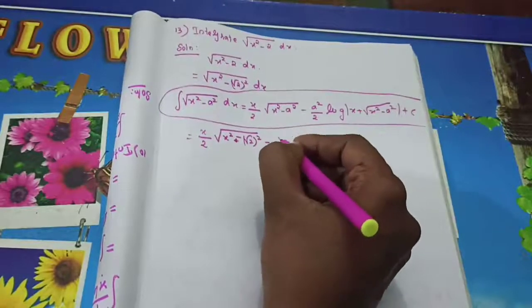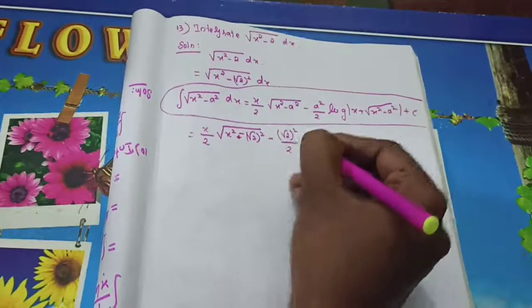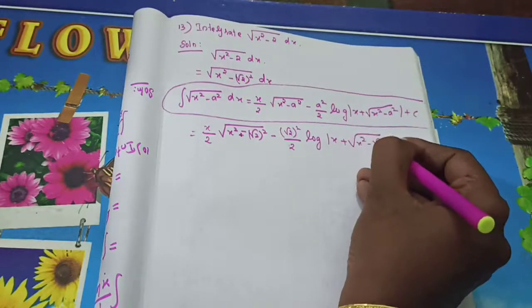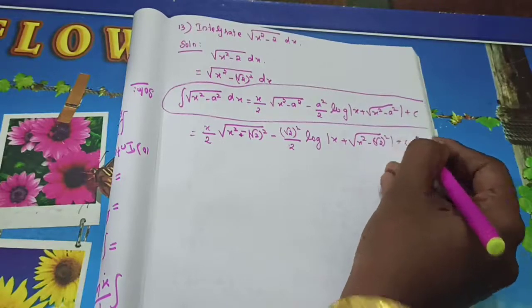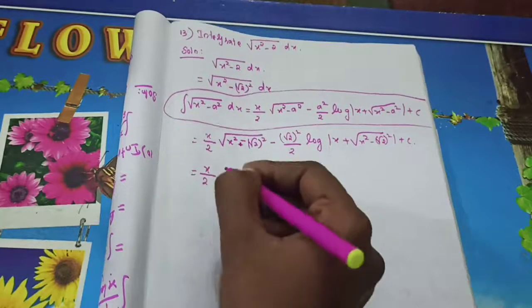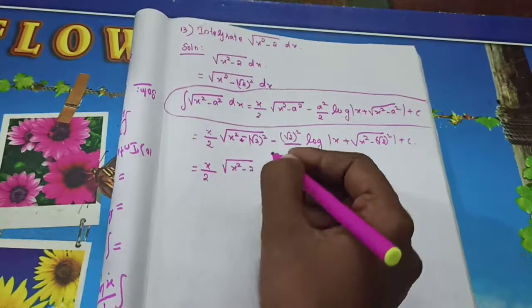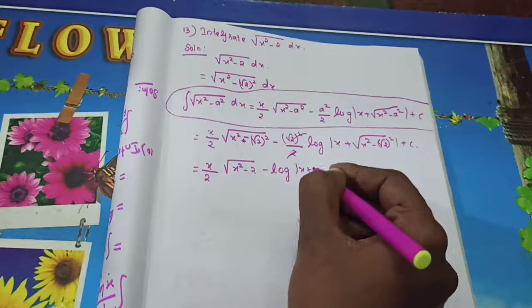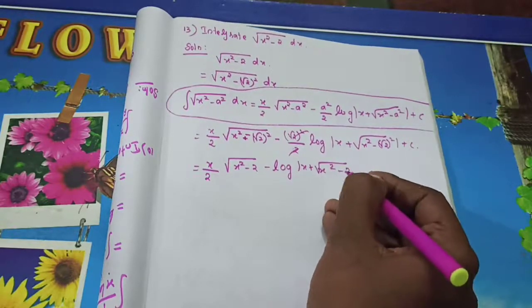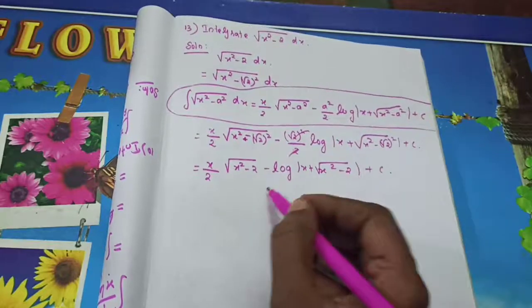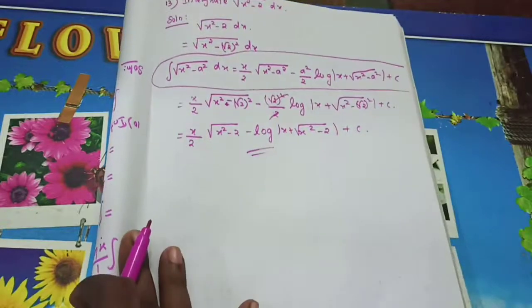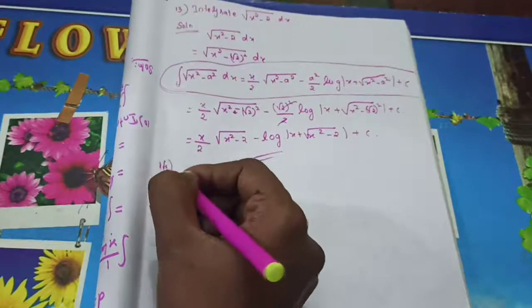Otherwise directly you will write the question. Minus a square by 2 means square root of 2 the whole square by 2 log of modulus of x plus square root of x square minus root 2 the whole square. Otherwise directly write the question, both are right. That's equal to x by 2 square root of x square minus 2 minus, this and this will get cancelled, so log of modulus of x plus square root of x square minus 2, modulus, plus c. So here root 2 the whole square, the value is 2, so 2 and 2 will get cancelled. One more problem is there, problem number 14.